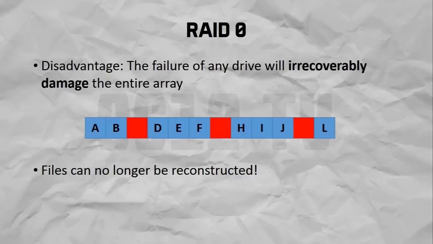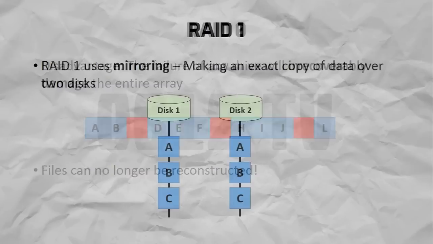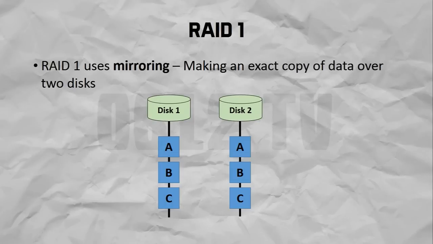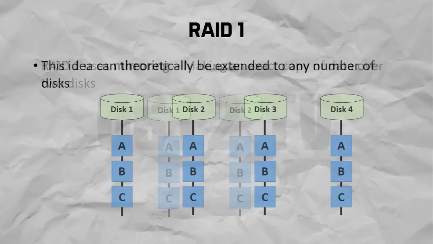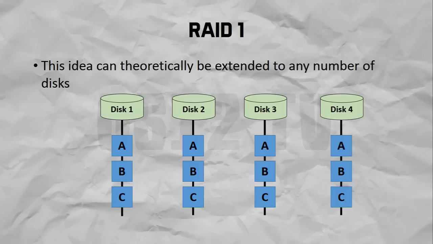At the opposite end of the spectrum, we have RAID 1, which uses a very different approach to combining your disks. In fact, RAID 1 uses a method called mirroring, and the idea is the exact same data is stored on 2 different disks. Now, traditionally, a lot of the time, RAID 1 is done with 2 disks. Of course, that doesn't stop us from, at least theoretically, extending the idea to any number of disks.